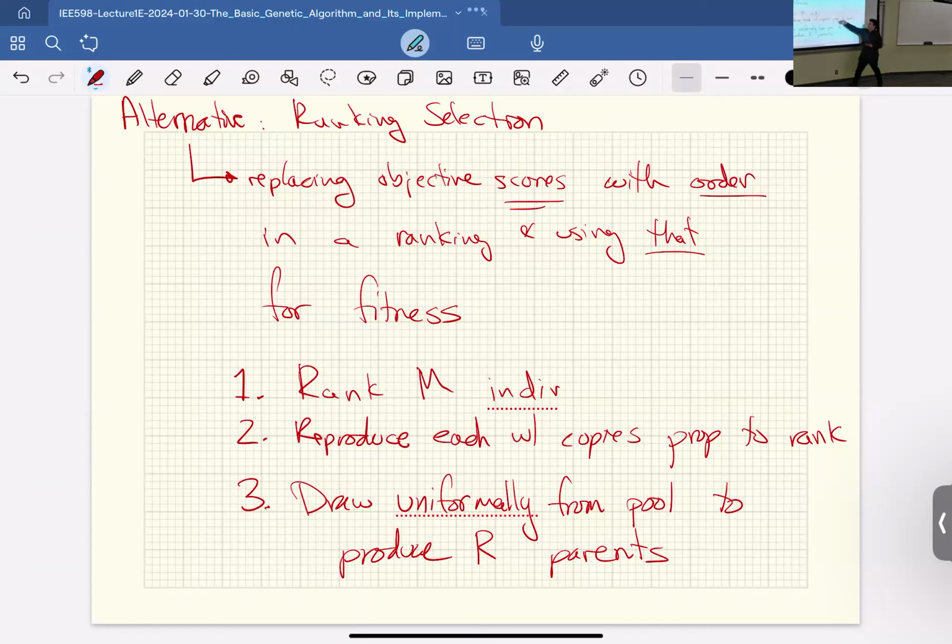At that point, it doesn't matter exactly how much better the top one is over the other one. Because it won the top rank, it gets the same number of copies regardless of its fitness value. And then those go into this pool, and then you just draw randomly from that pool. So genetic drift can apply here. And that's how you get your R parents. And that greatly reduces selective pressure.